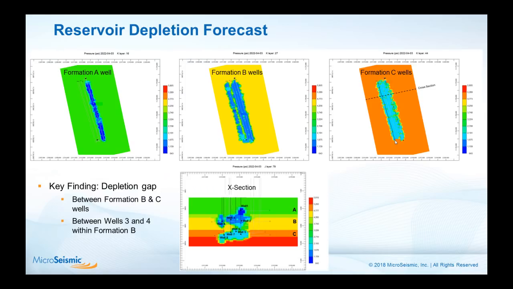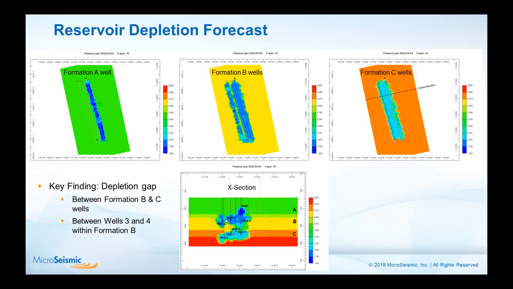Probably the most important takeaway from this study is obtained from depletion analysis using reservoir simulation results. Here I'm showing reservoir pressure information for formations A, B, and C in map view, and also in cross-section view along this dashed line, 5 years into production. A key finding is that there is a depletion gap between wells in formations B and C here, and also between wells 3 and 4 within formation B.